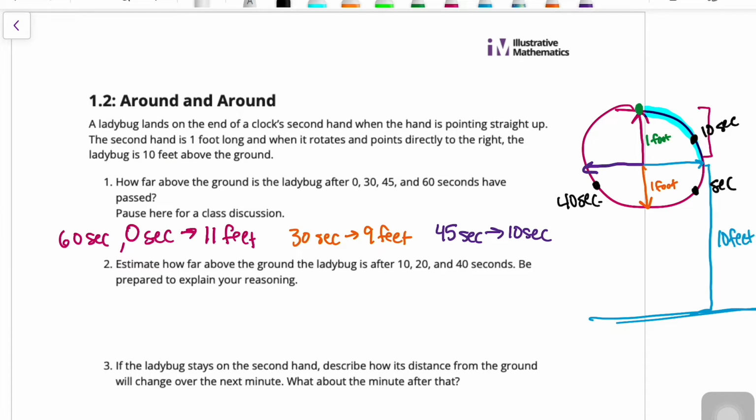All right, so 40 seconds and 20 seconds are going to be the same. And then 10 seconds is above that. So 10 seconds might be about 10.5 feet. That might be half the distance. So 10 seconds is about 10.5 feet.